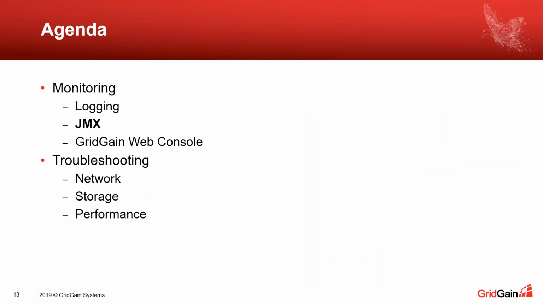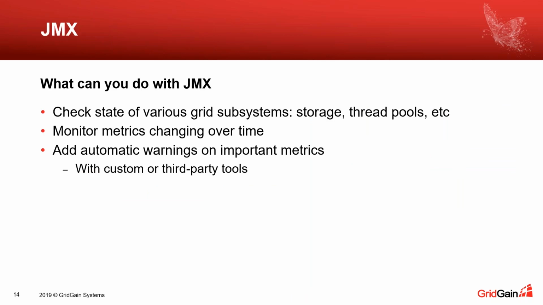So the next topic in this section about monitoring is JMX. So what can you do with JMX? JMX is a standard way of monitoring and managing Java applications, and Ignite is not any different. We saw already that JMX can be used, for example, for Log4j, and it can be used for Ignite as well. Ignite exposes some JMX beans that provide information about various components.